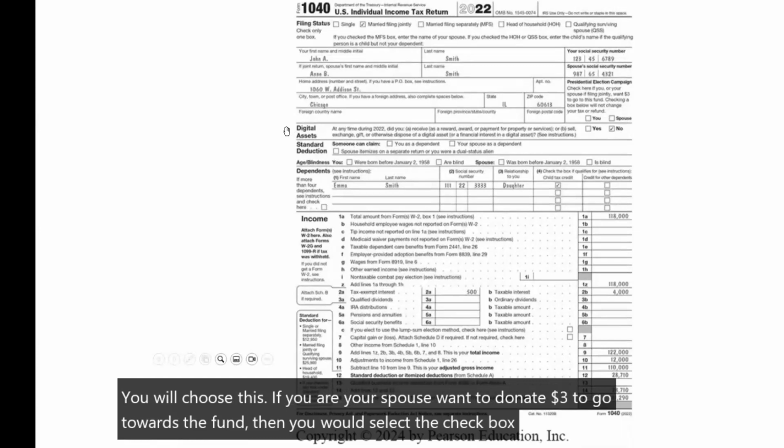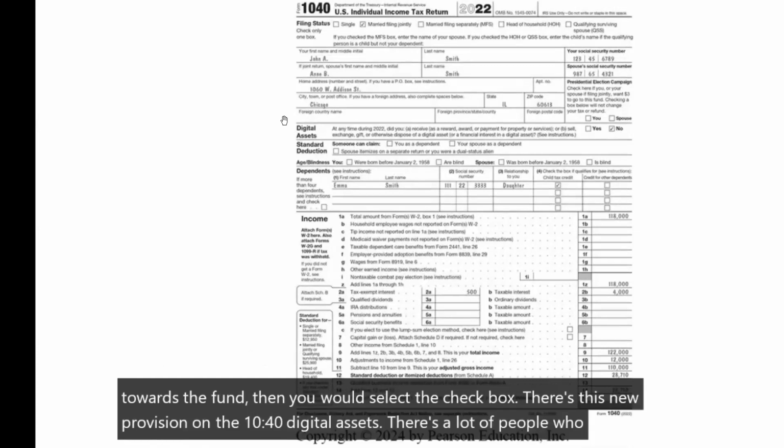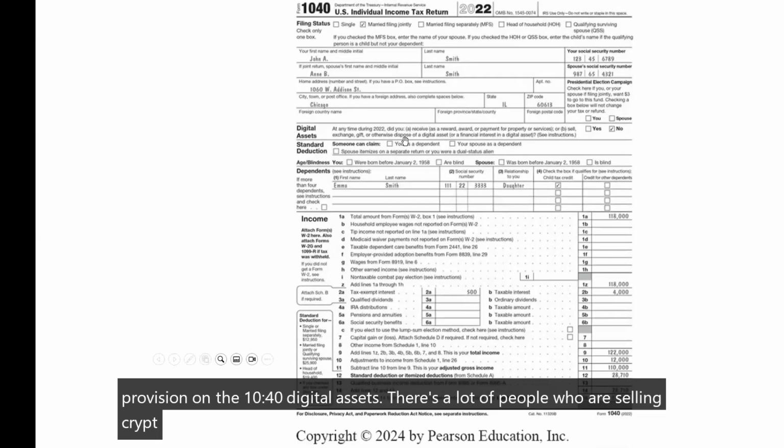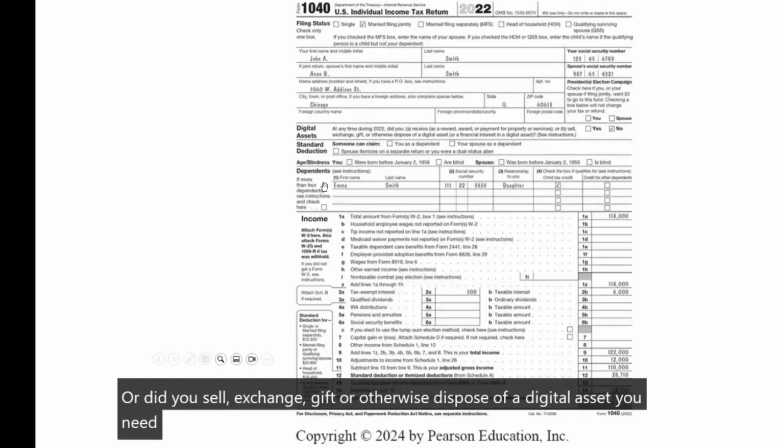There's this new provision on the 1040 for digital assets. There's a lot of people who are selling cryptocurrency. So it asks if at any time during the year, did you receive as a reward or payment, or did you sell, exchange, gift, or otherwise dispose of a digital asset? You need to answer this question.